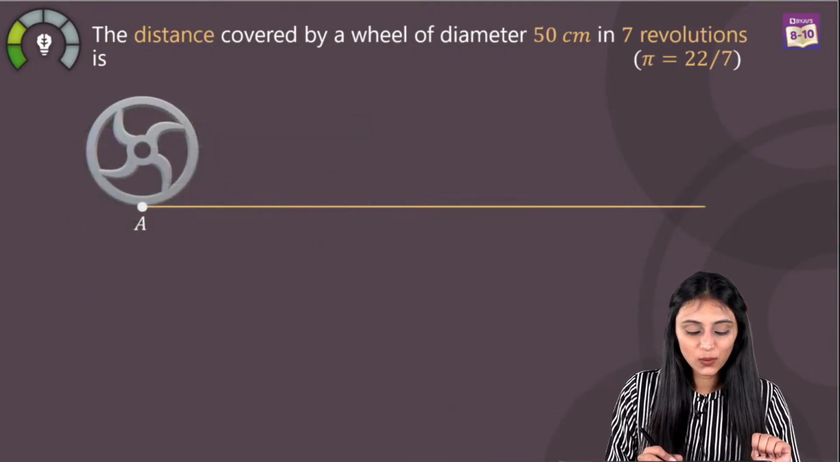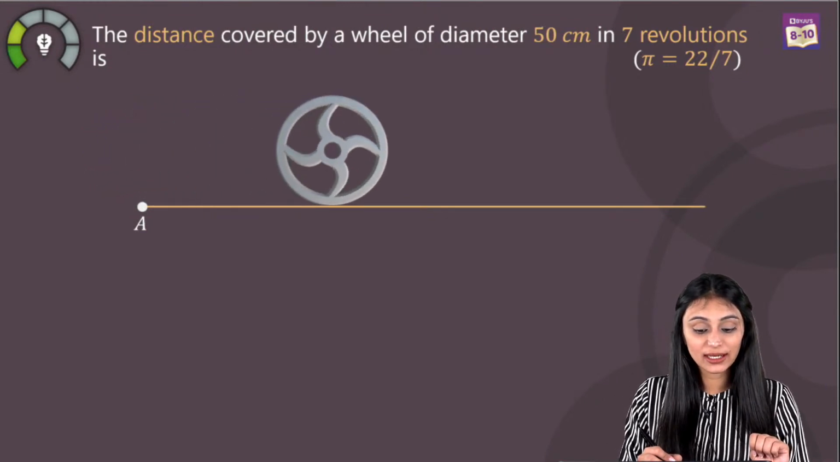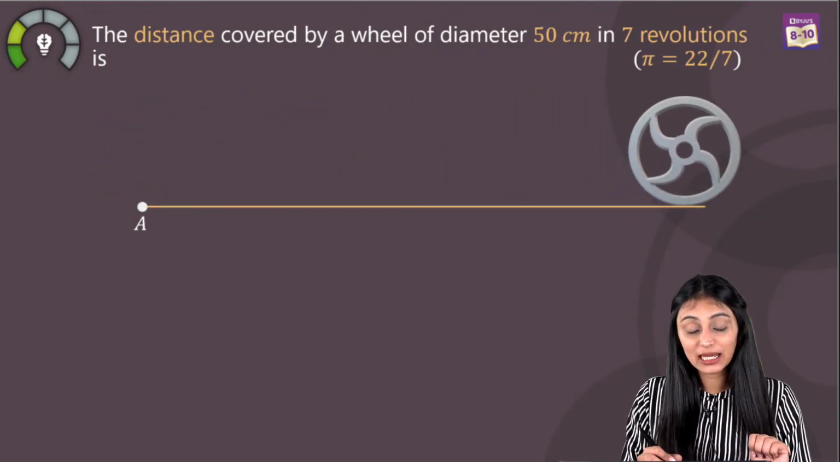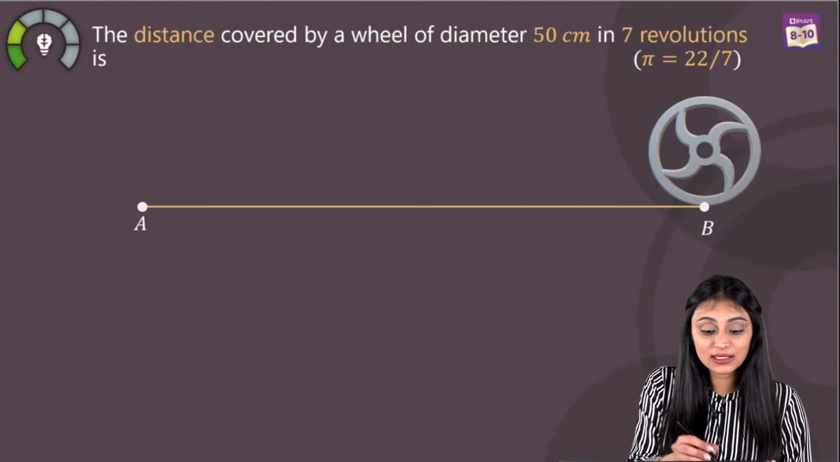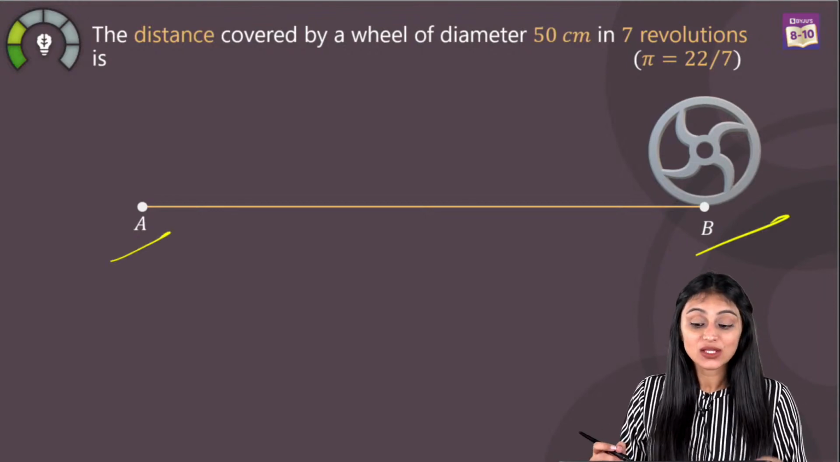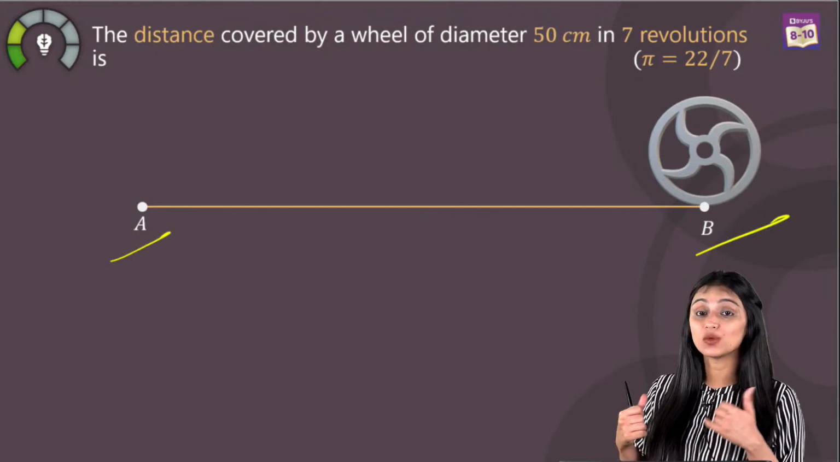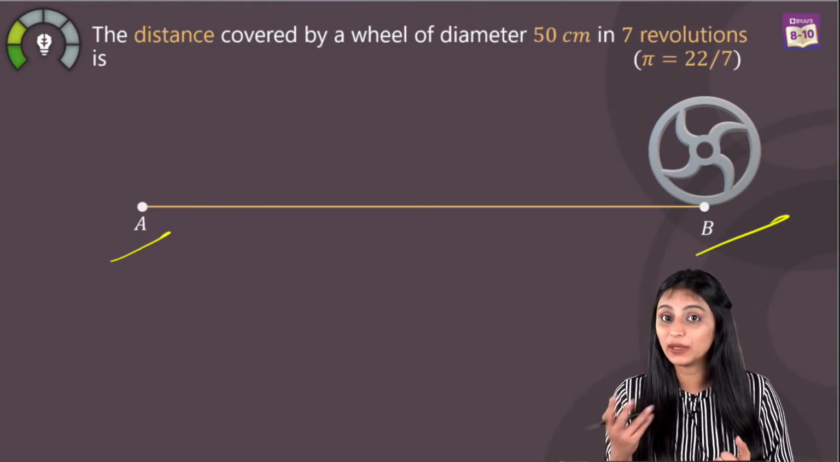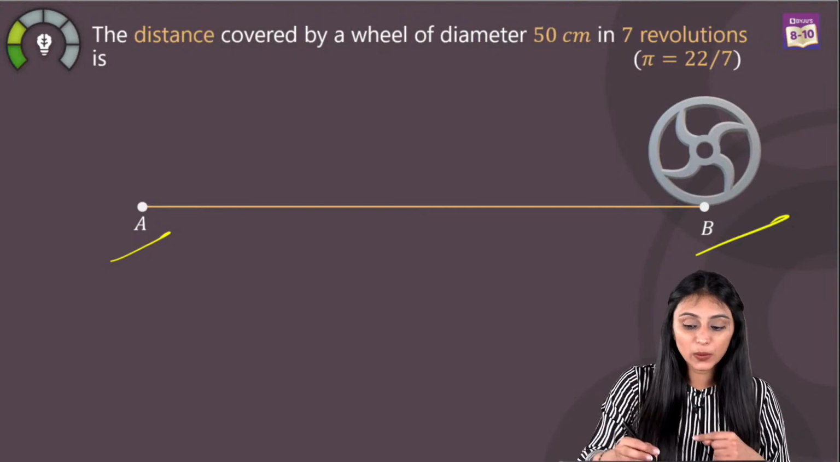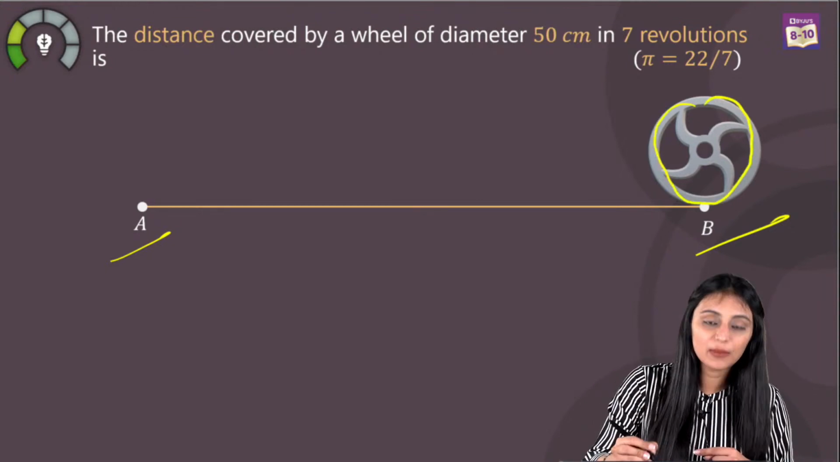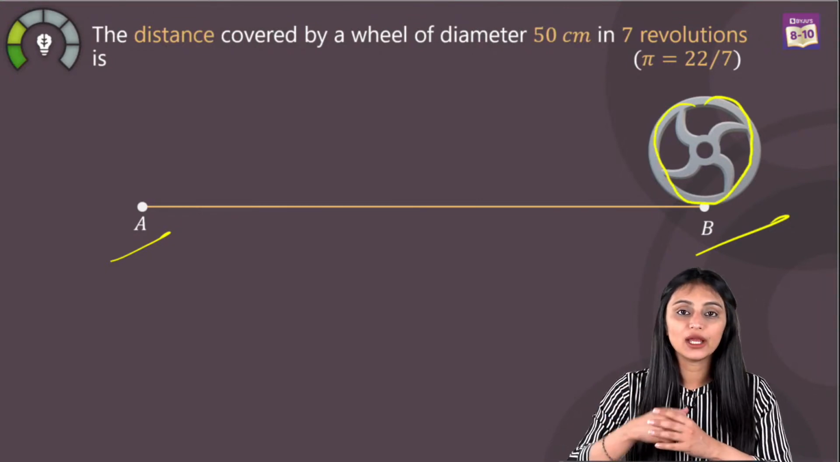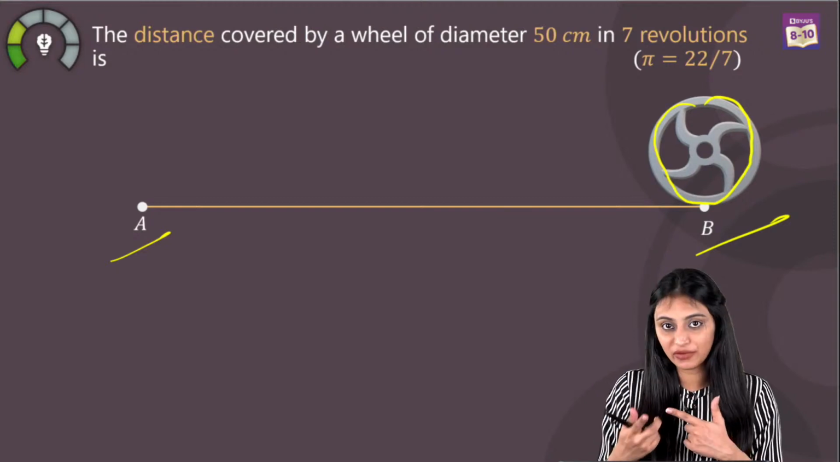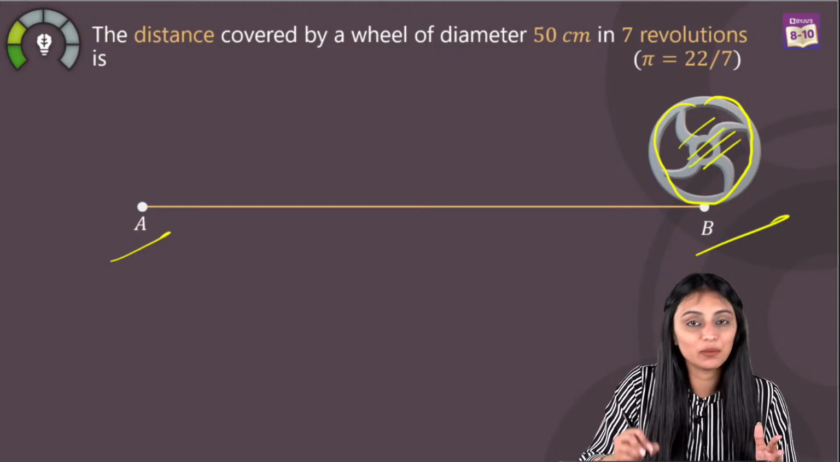Now, we can see that we have a wheel over here, and in 1 revolution it is covering this distance AB. Why am I showing you this? Because sometimes students get confused whether we have to find the area or the perimeter in such type of questions. The boundary of the circle is coming in contact with the land. That's why we are calculating the circumference, not the area. Area is the inside part.